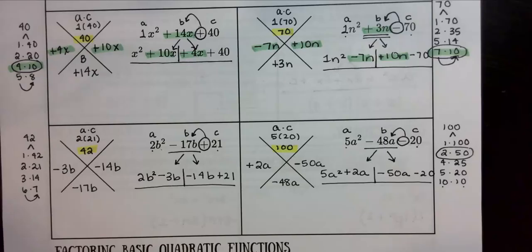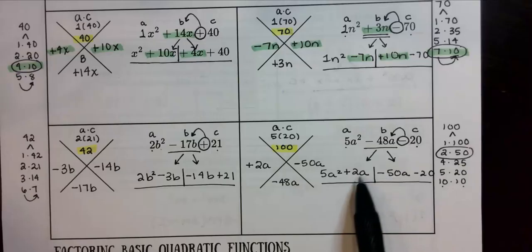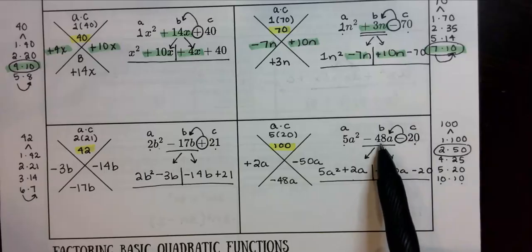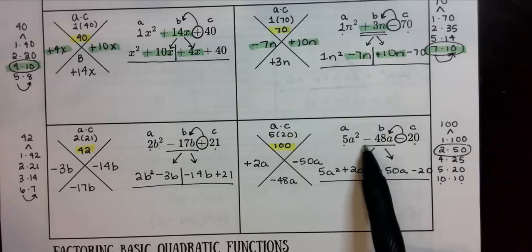The number one question I get asked is, does it matter which one goes where? And the answer is no. If you put a negative 50 here and the positive 2 over here, your answer at the end, after you simplify it, will be exactly the same. Order does not matter as long as it gives you the number in the middle with the sign in the middle.